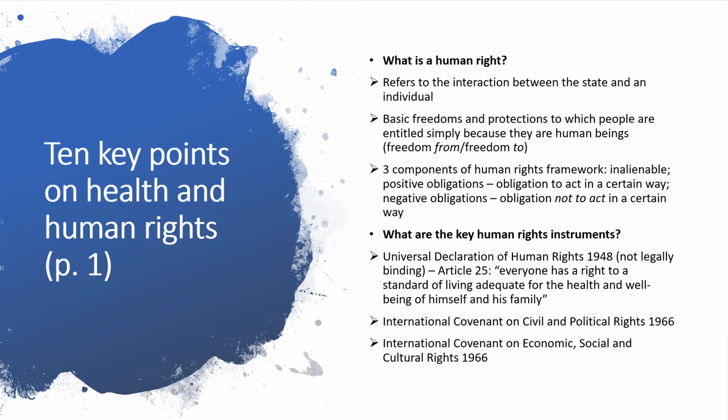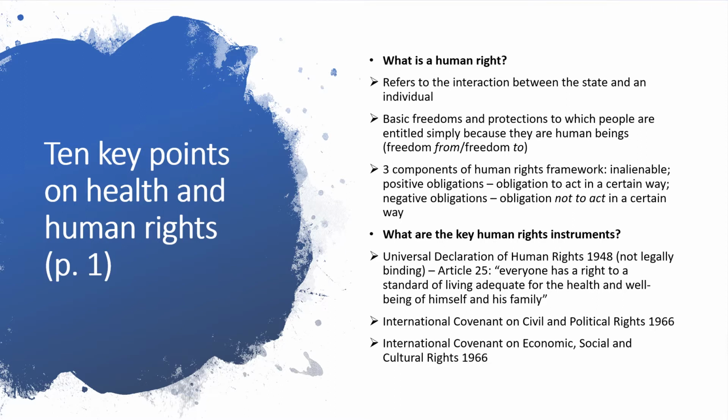What are the key human rights instruments? We have the Universal Declaration of Human Rights, passed in 1948. This is a declaration. It's not legally binding. And in Article 25, it does say that everyone has a right to a standard of living adequate for the health and well-being of himself and his family. So I consider this, and most analysts consider, that the Universal Declaration does not include the right to health.